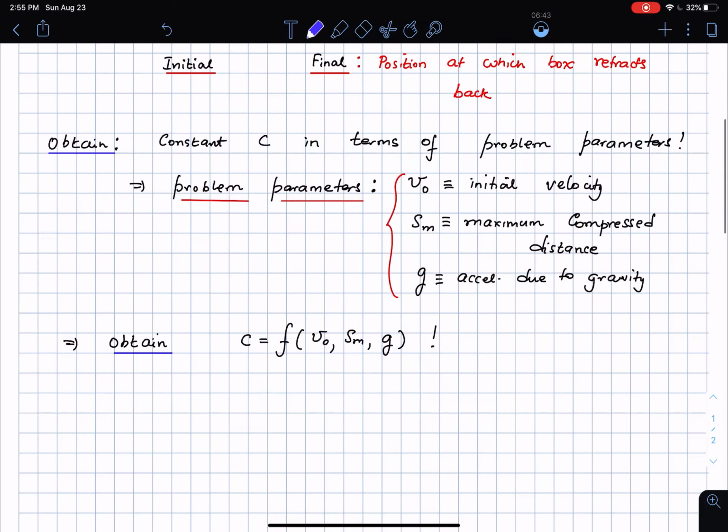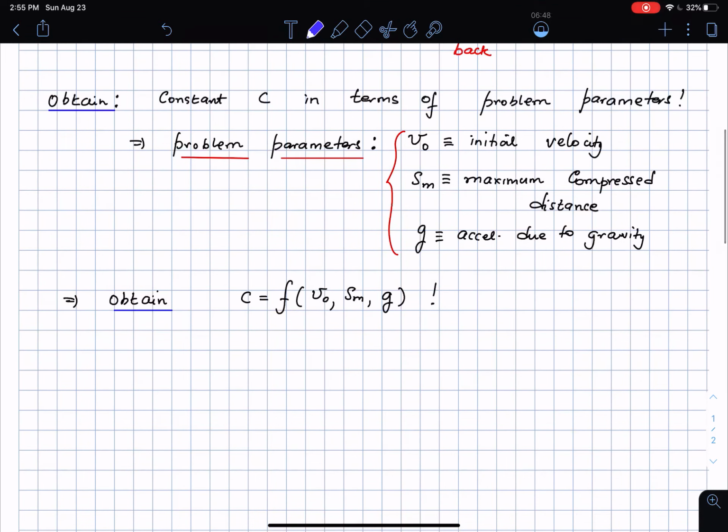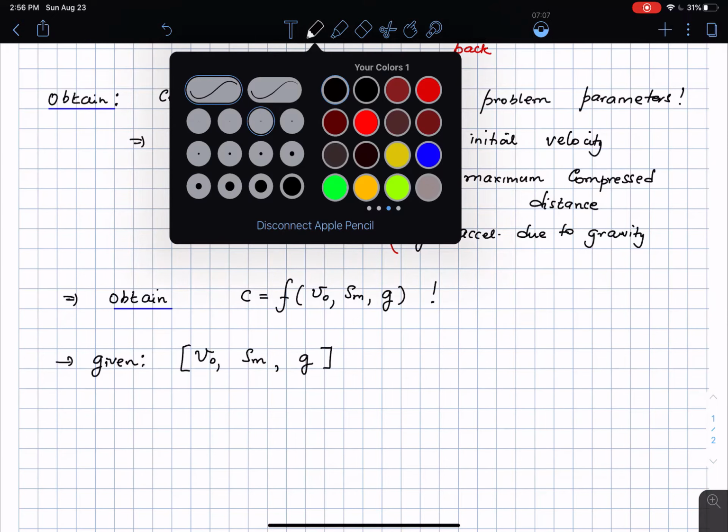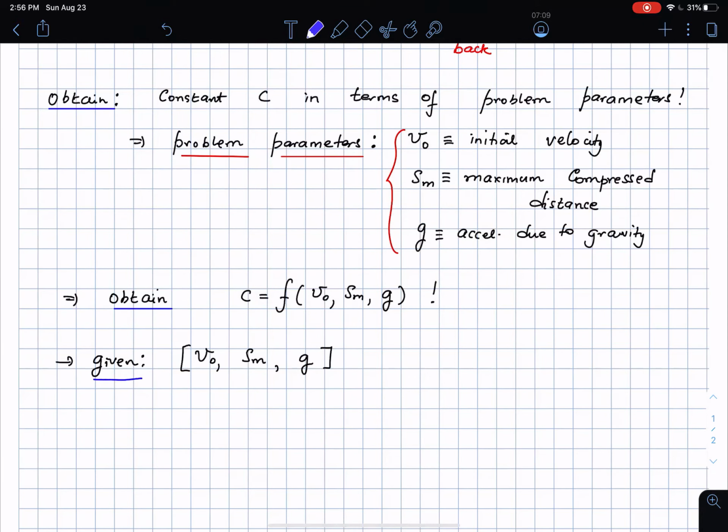Perhaps before we solve the problem, I'll take a step back and write out the things that are given to us. Forgive me for that. So we are given V0 and Sm, and we are also given acceleration due to gravity, G. We just need to find C as a function of all of these variables using the information of the problem.